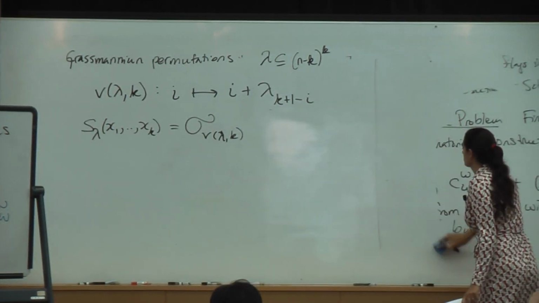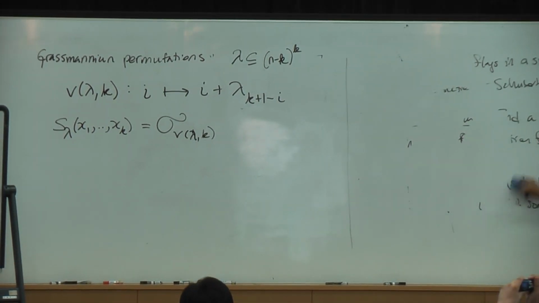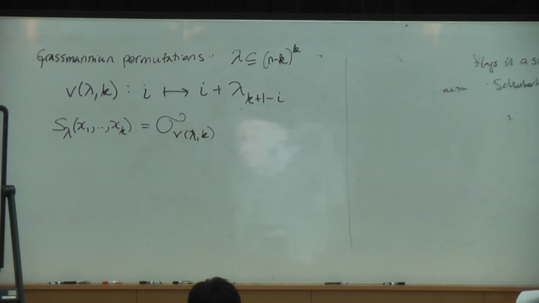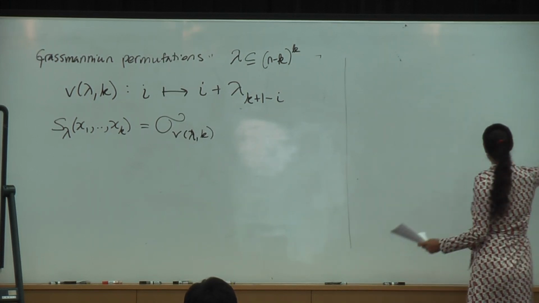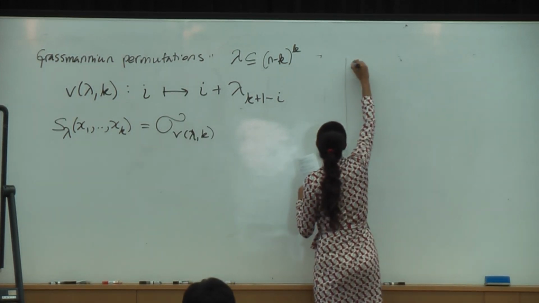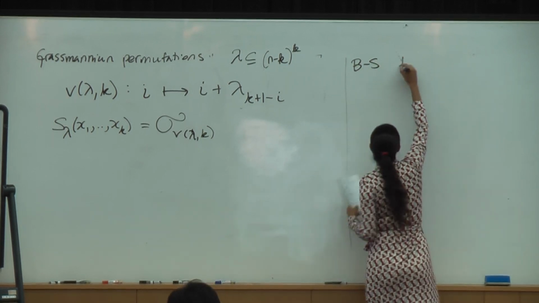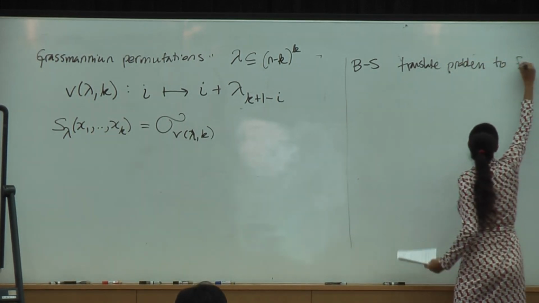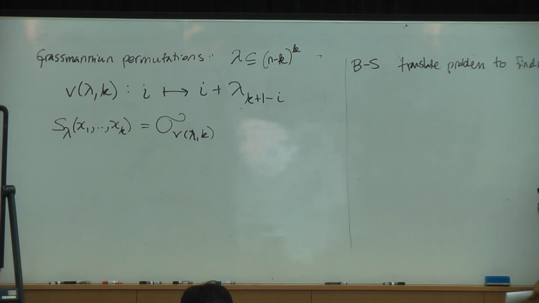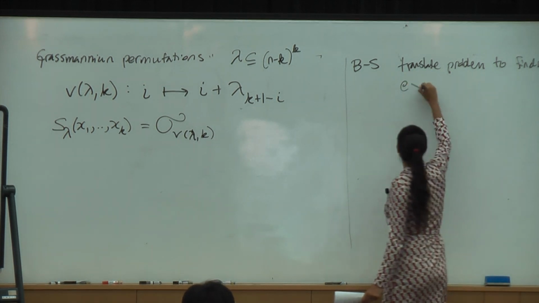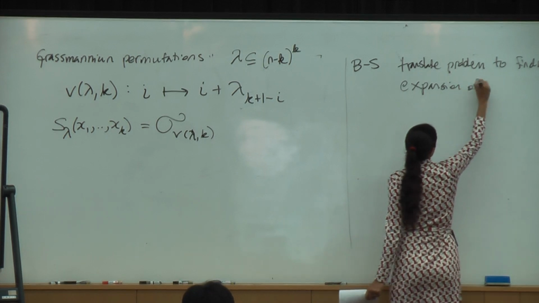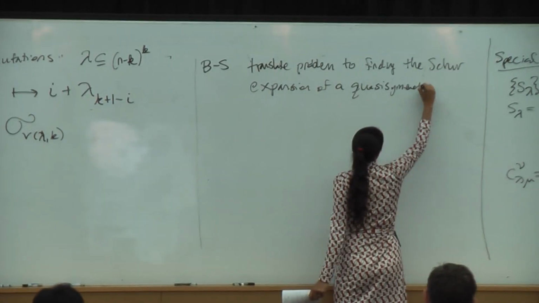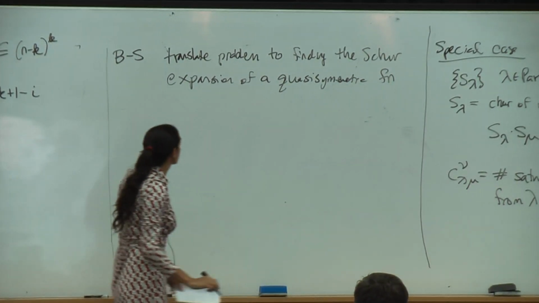So my collaborators, Nantel Bergeron and Frank Sottile, have a paper from 1998, I believe, where they worked on this problem and this specific case. Bergeron and Sottile translate the problem to finding the Schur expansion of a particular quasi-symmetric function. And I will define quasi-symmetric functions.